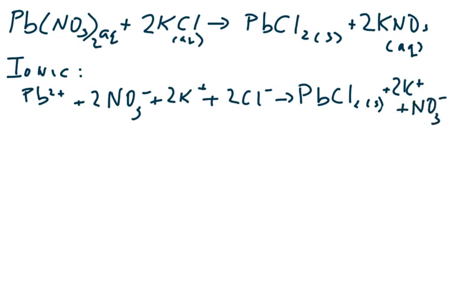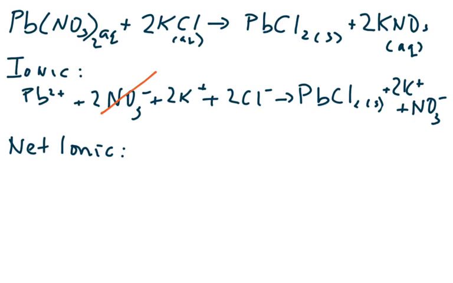Now, if you don't put your charges in here, you will lose marks. You don't have to put aqueous in the ionic equation, but you do in the net ionic. So our net ionic goes like this. Anything that we have on both sides of the arrow gets canceled out.